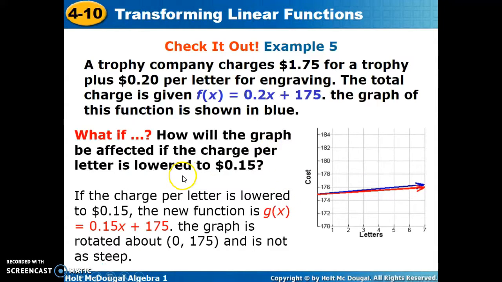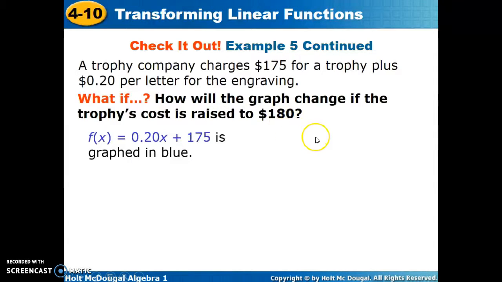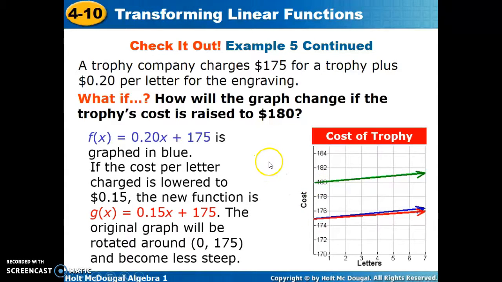How will the graph be affected if the charge per letter is lowered to 15 cents? If the charge is lowered, the new function, the red function, has a lower slope, understanding that that price per letter is our slope. What if the graph changed, the cost of the trophy is raised to 180 cents? So from the blue graph to the green graph, we can see an original cost without any letters from $1.75 to $1.80. That's a translation or a slide upward.